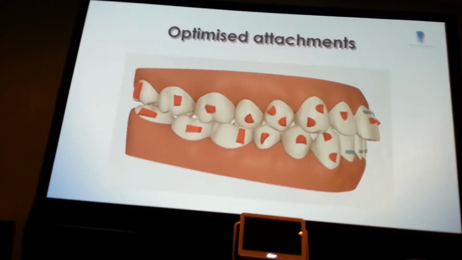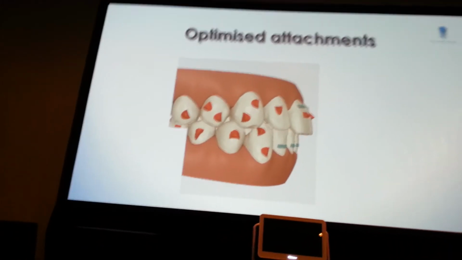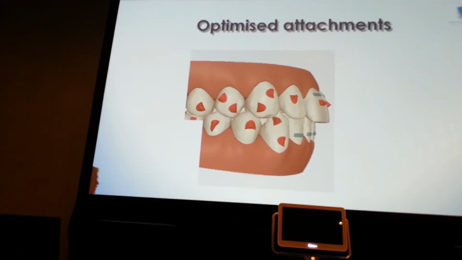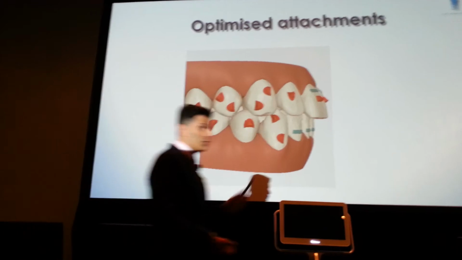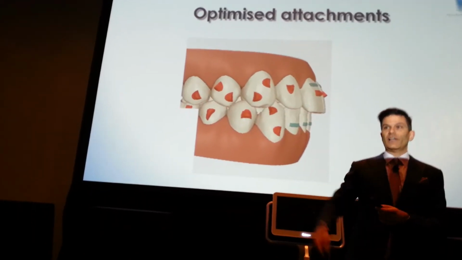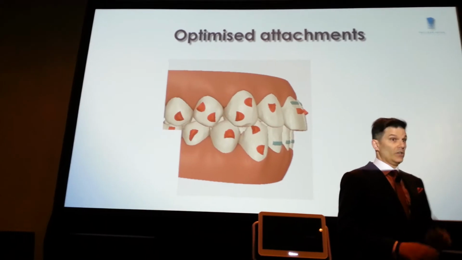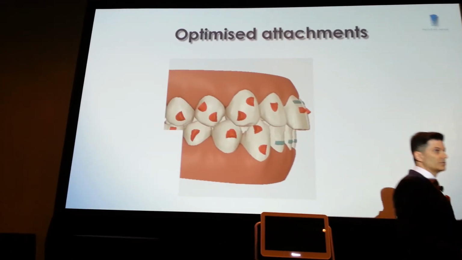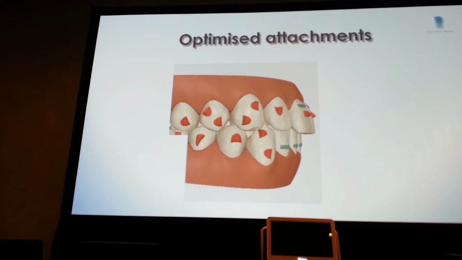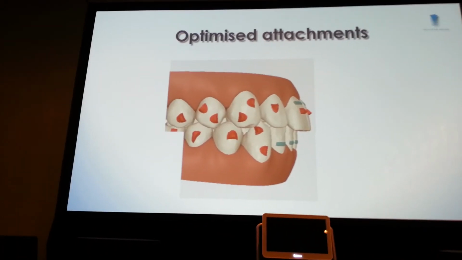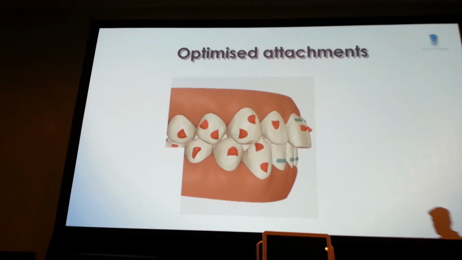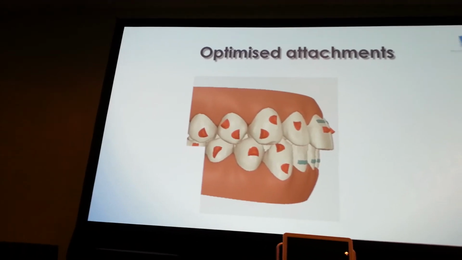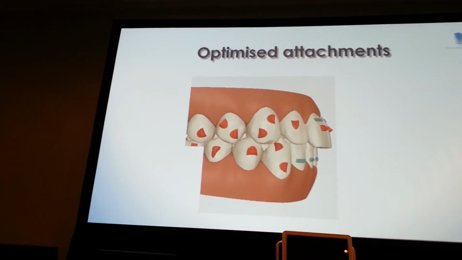Optimized attachments, you will not decide where they are put. The software decides where the optimized attachments will be. So you can never decide, I want an optimized attachment on that tooth. It's only the software that decides, based on the movement you want to do on that tooth. But you can remove an optimized attachment. My rule is, if you remove an optimized attachment, it's because you want to change it for a big rectangular attachment. If there's an attachment on the tooth, you need it.